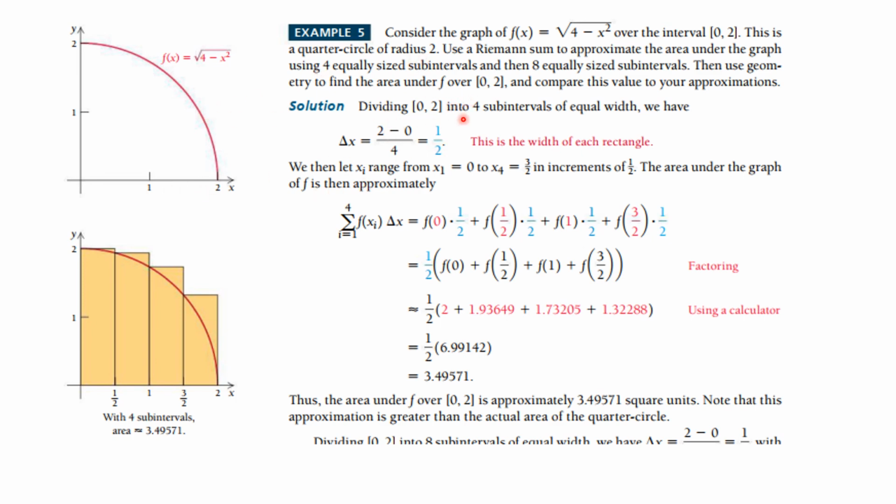Okay, so we're going to say, let's divide it into 4 subintervals. So we slice it into 4 subintervals. Now, if you go from 0 to 2 and slice it into 4 equal pieces, you find that delta x is equal to 2 minus 0 over 4, or 1/2. So delta x is always 1/2.